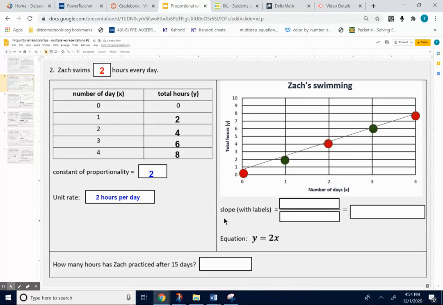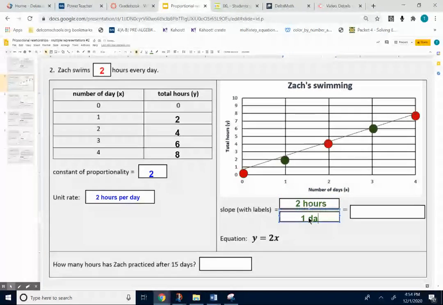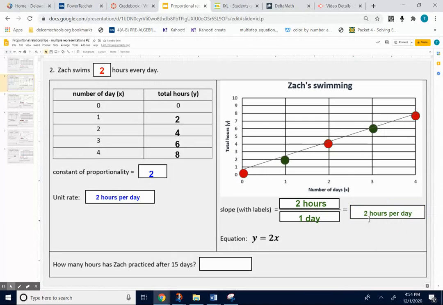Now my slope with labels. Rise over run from any 2 points. So I'm just looking at these 2 points over here. I'm rising 2 hours, and then I'm going over 1 day. So my slope with labels would be a rise of 2 hours, a run of 1 day. 2 divided by 1 is 2, 2 hours per day. Notice that 2, my slope, is in between the y and the x in the equation.